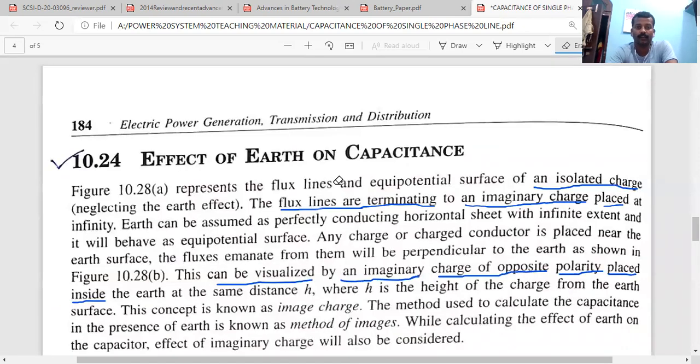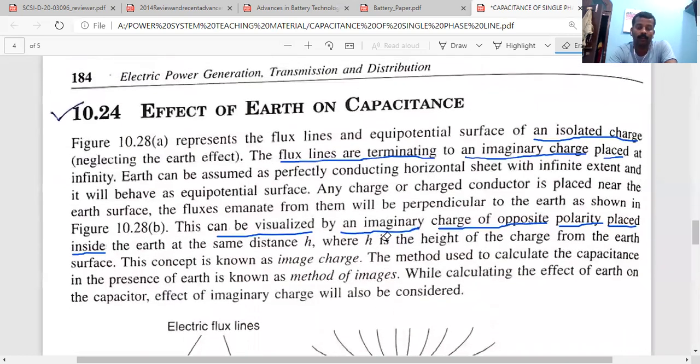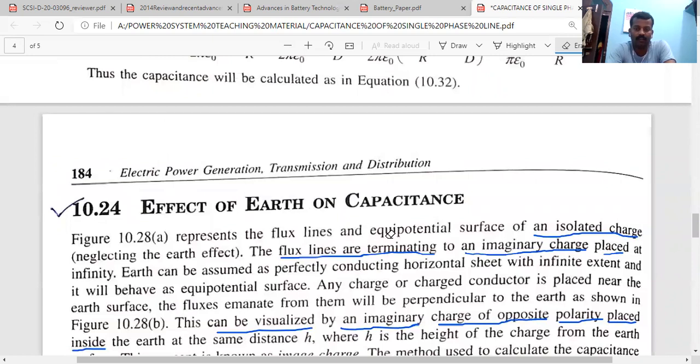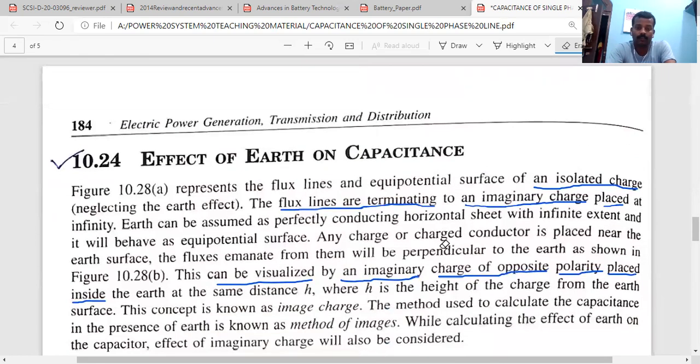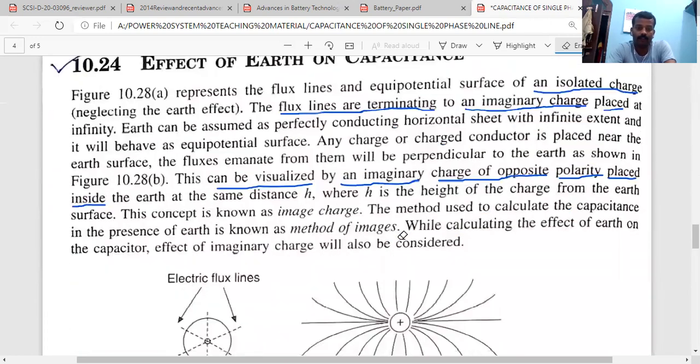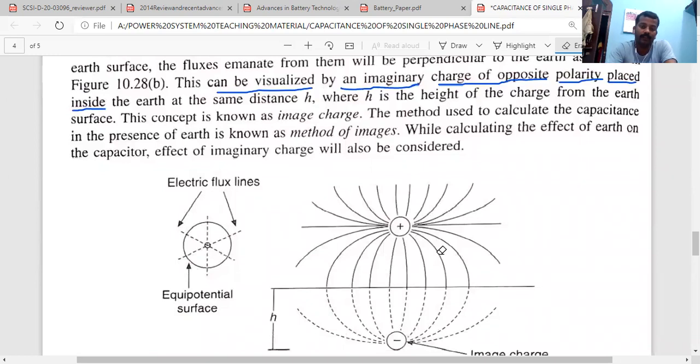Now the effect of the earth on capacitance. What is the effect? This is a very important topic from the GATE examination and IES also. You know, in a magnetic field, two poles of a magnet cannot be separated. Similarly, charged particles, even if isolated, are assumed to have their field meeting at infinity.